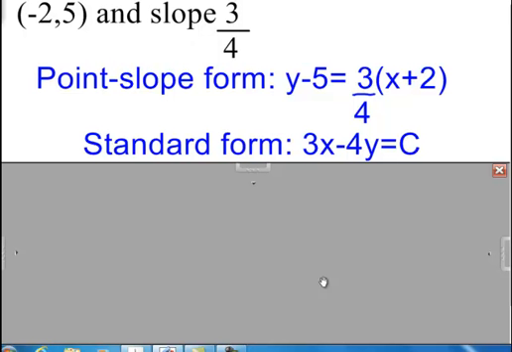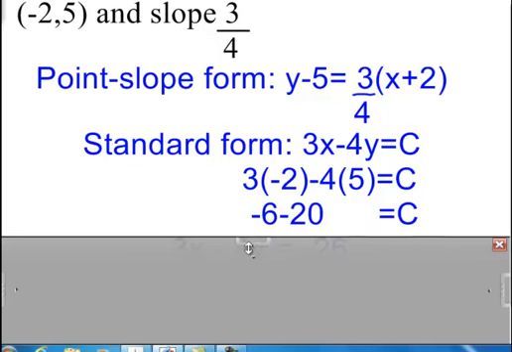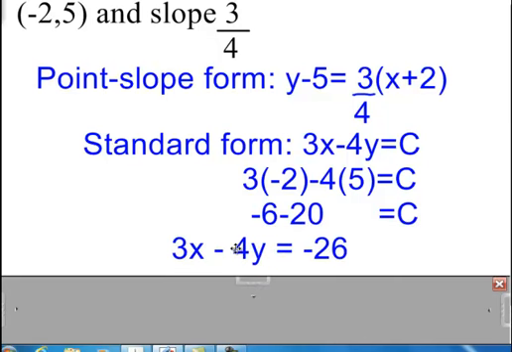The next form I love is standard form. Remember that slope is the opposite of a over b? Well, that means 3 goes in for a, 4 goes in for b, and since we have a positive slope, we put a negative in between the two. Now we just need to find c. That's easy. Just take the coordinates of the point you were given, plug them in for x and y, do a little arithmetic, and what do you know? Bada bing, bada boom. We got our answer.